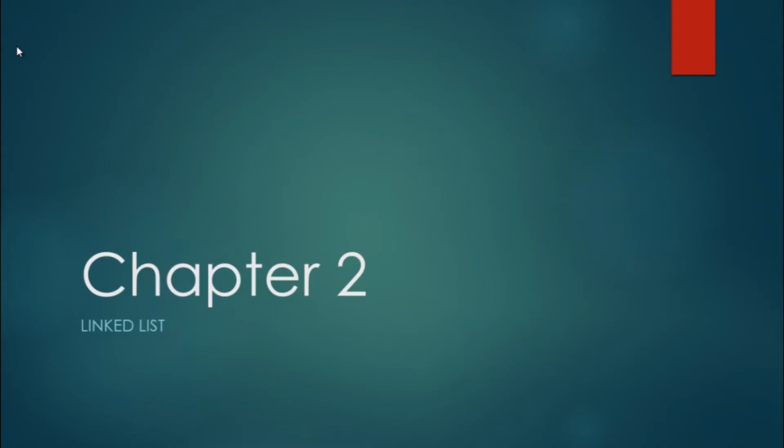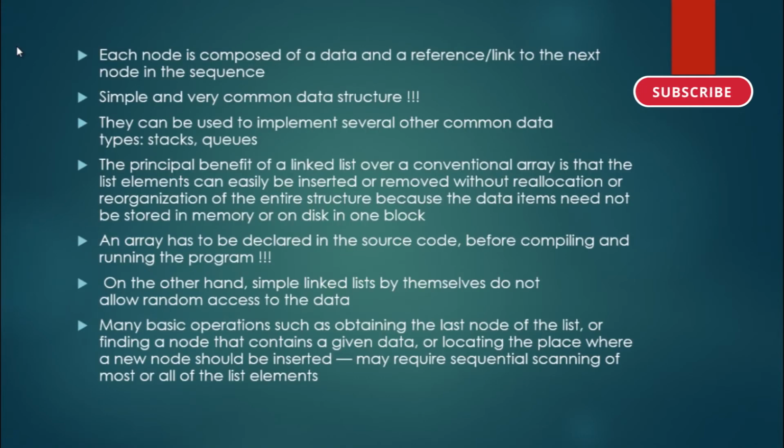Hi, in this chapter we are going to talk about linked lists, so let's get started. In a linked list, each node is composed of data and a reference, or a link, to the next node in the sequence. It is a very simple and very common data structure, and it can be used to implement several other common data types such as stacks or queues.